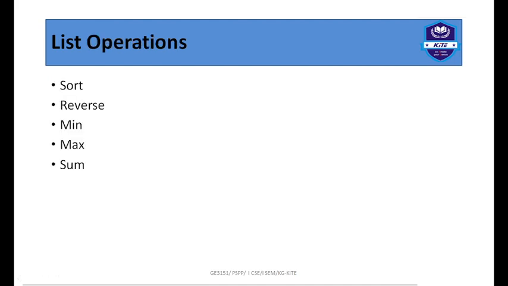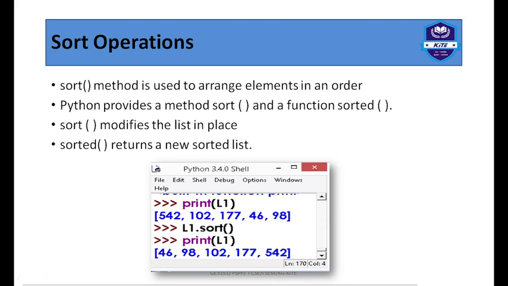Let's start discussing the operations of the list. The first operation is sort. As its name says, sort is an operation used to sort the items of a list. Either you can sort the items of the list in ascending order or in descending order. Python provides two sort functions: one is the sort method, and the second is the sorted function.